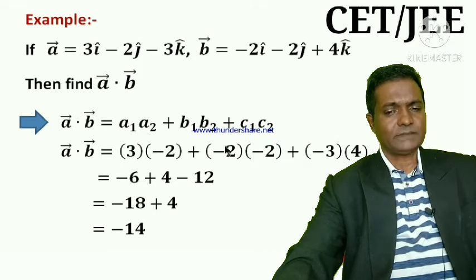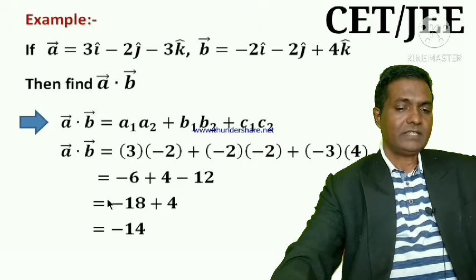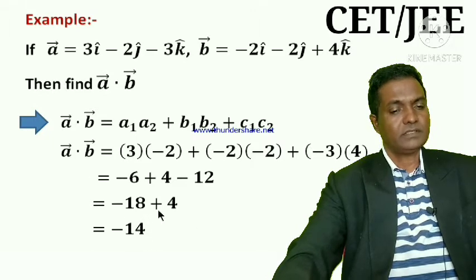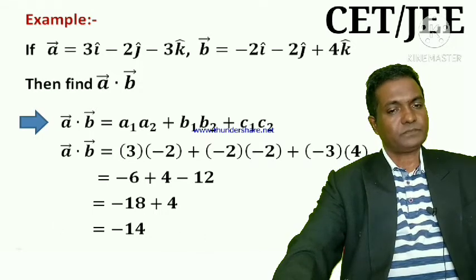Multiply these. 3 into minus 2 is minus 6, minus 2 into minus 2 is plus 4, and minus 3 into 4 is minus 12. Minus 6 minus 12 is minus 18, plus 4 as it is, and addition of these two gives you minus 14. So this is A dot B. Better you take a screenshot of this page.